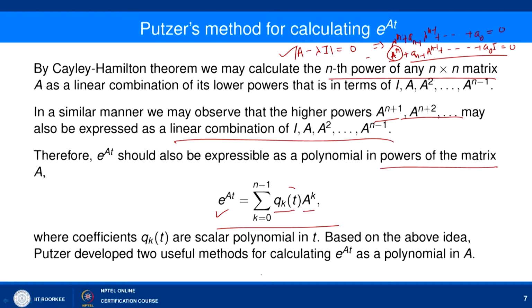Now, the coefficients q k of t are scalar polynomials in t, and based on this method, Putzer developed two useful methods to calculate e to power A t as a polynomial in A. But here we will take only one simpler one. If you want to discuss this, then I may refer to a book by Tom Apostol, and there you can get more than two methods to calculate this e to power A t. So, I am just giving you one idea of this algorithm.